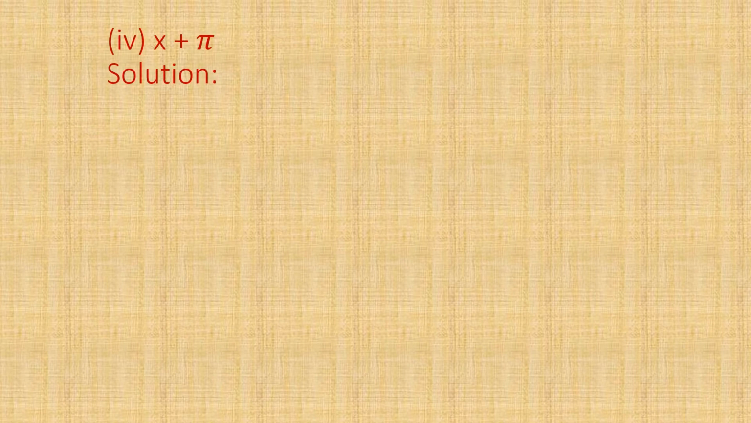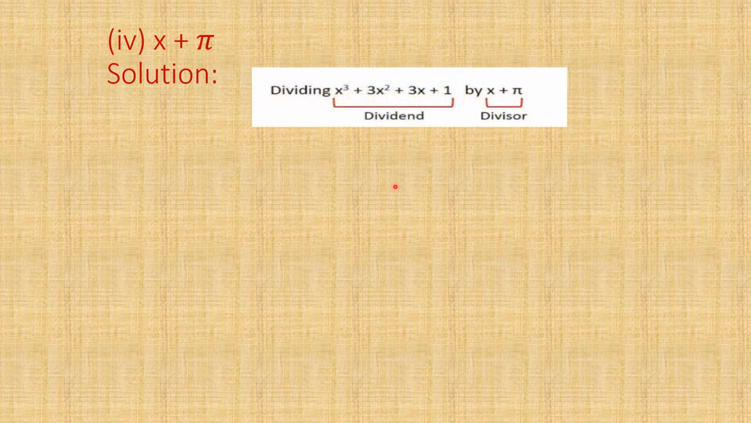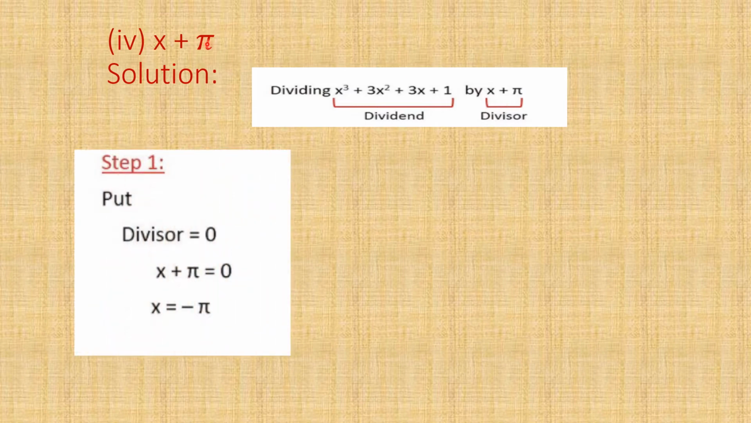Fourth sub question, x plus pi. So here again we are dividing x cube plus 3x square plus 3x plus 1, which is the dividend, by x plus pi. This is the divisor. Step 1 is putting divisor is equal to 0. So x plus pi is equal to 0. x becomes minus pi.